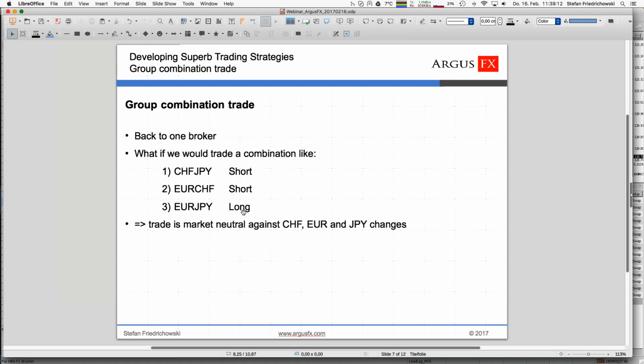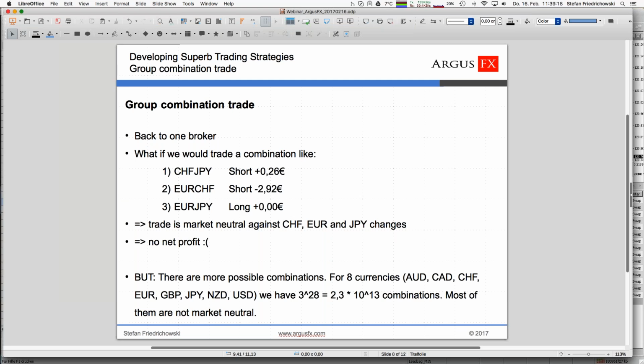Now comes the but. Now I put the numbers out of the table presented already earlier to those trades. And you see, okay, Swiss franc, Japanese yen earns money, Euro, Swiss franc loses money, and Euro, Japanese yen is neutral. Okay, the three trades are market neutral, but finally there's no net profit out of the swaps.